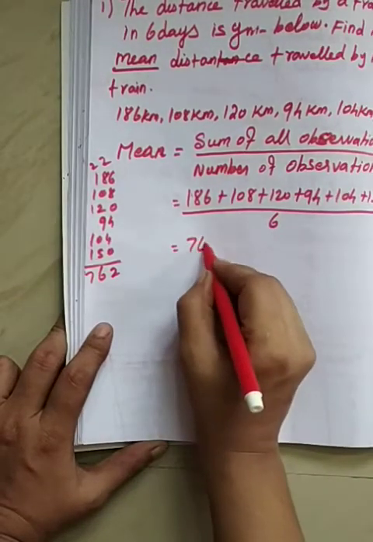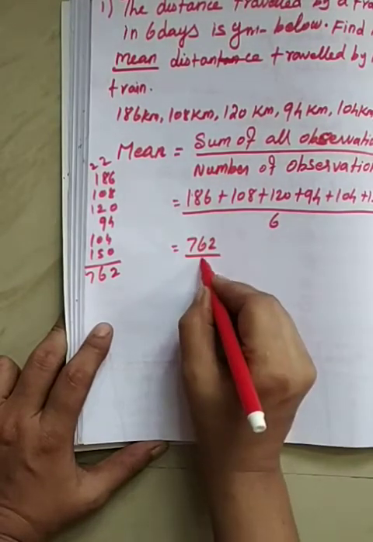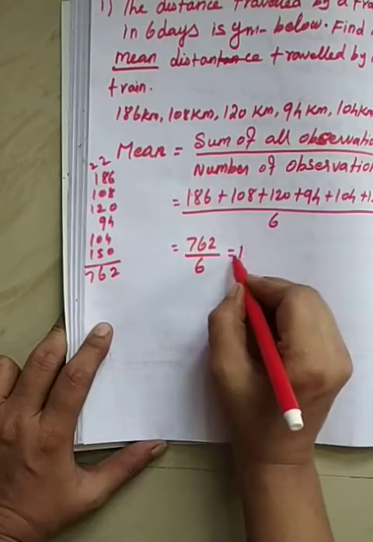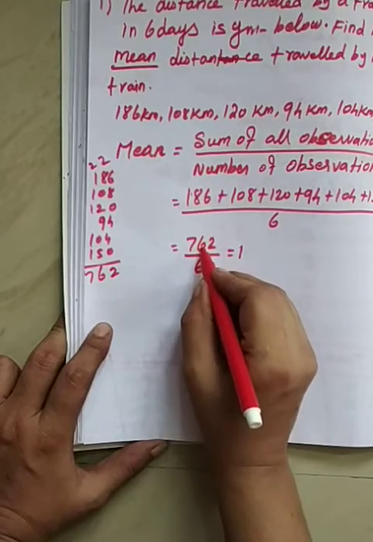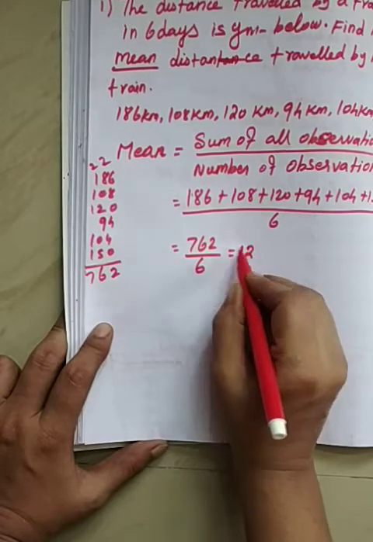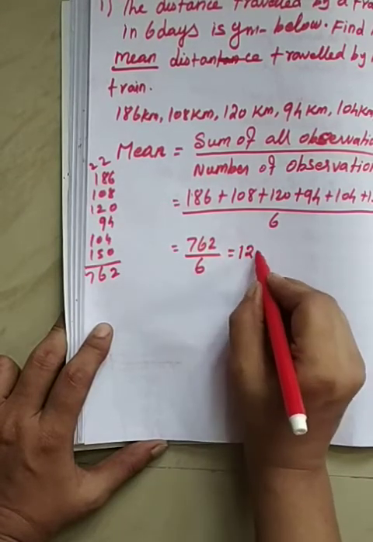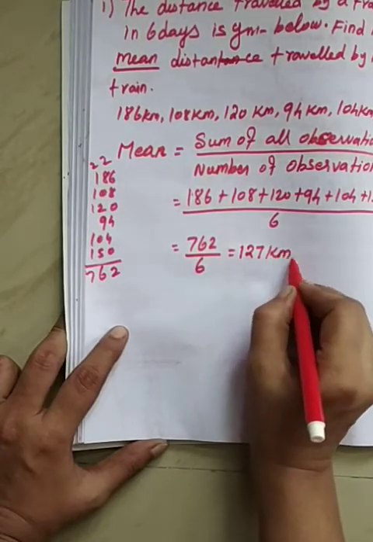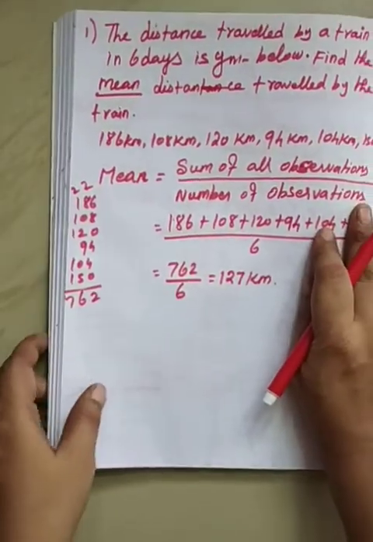So you have to write 762 divided by 6. The simplification is possible. See here, 1 6 are 6. Remainder 1, 16 means 2 6 are 12. Remainder 4, 42 means 7 6 are 42. 127 kilometer is your answer.